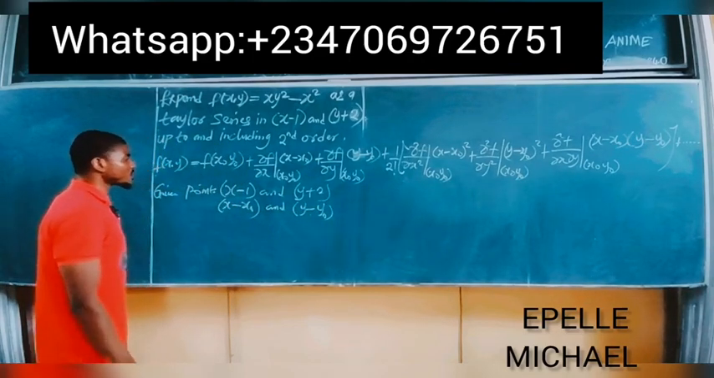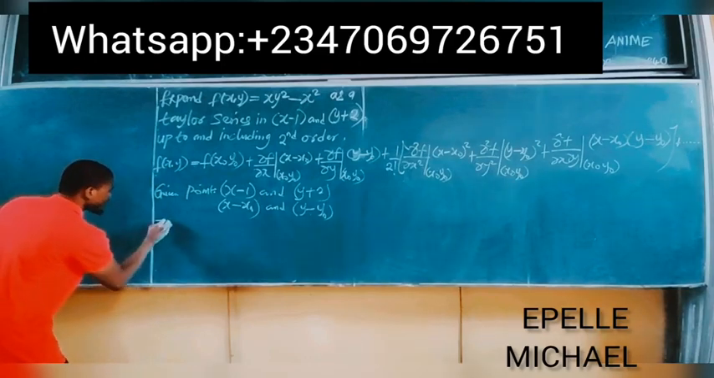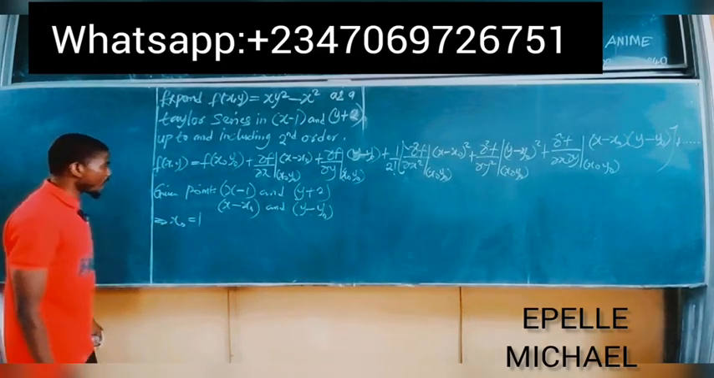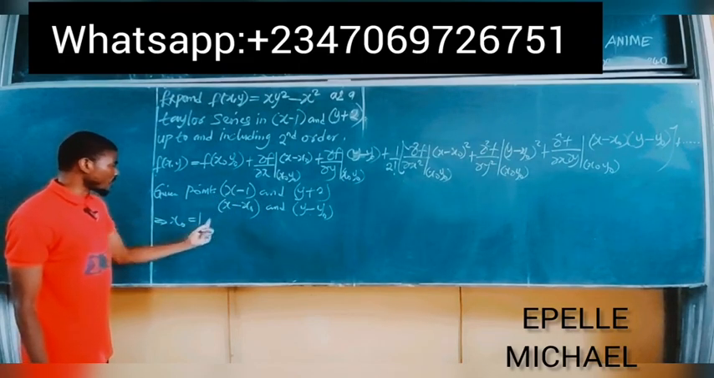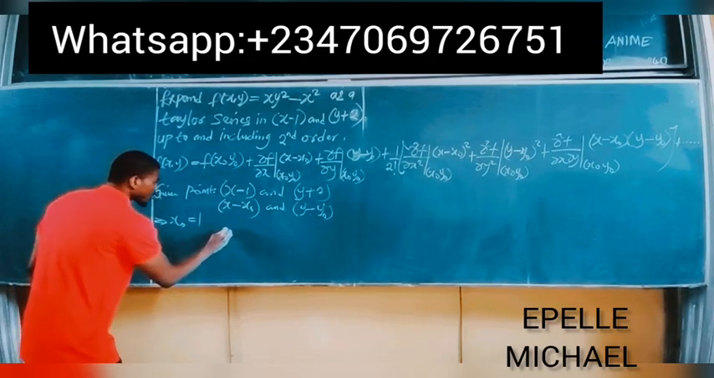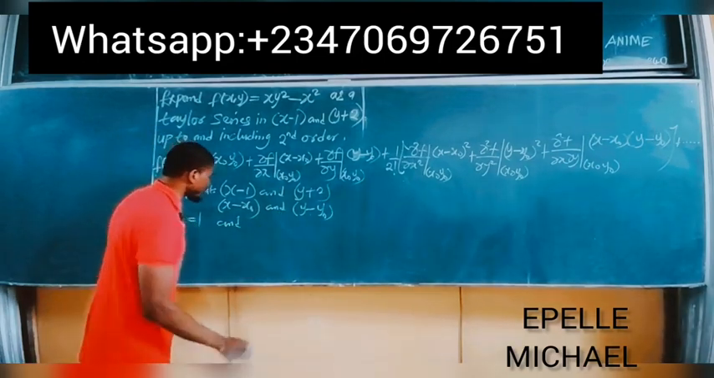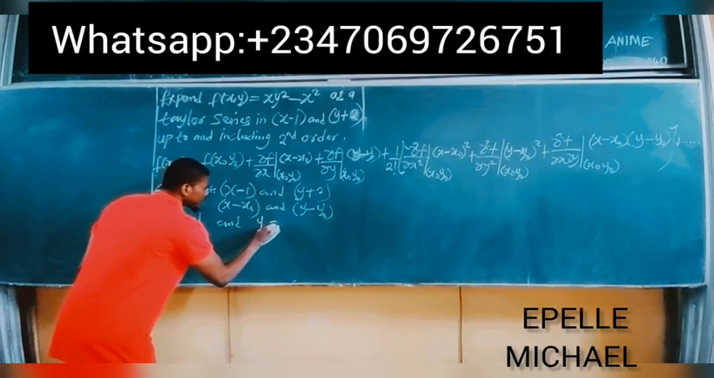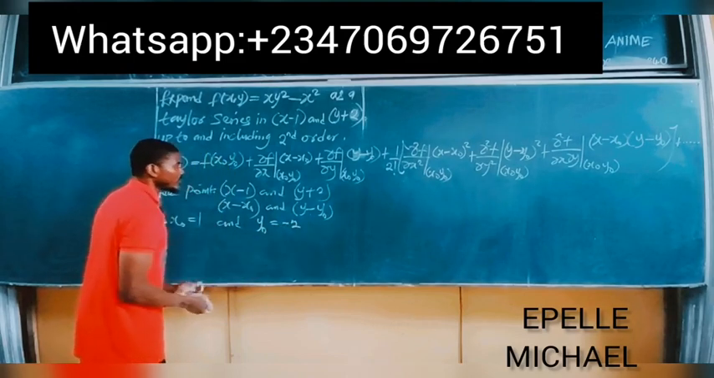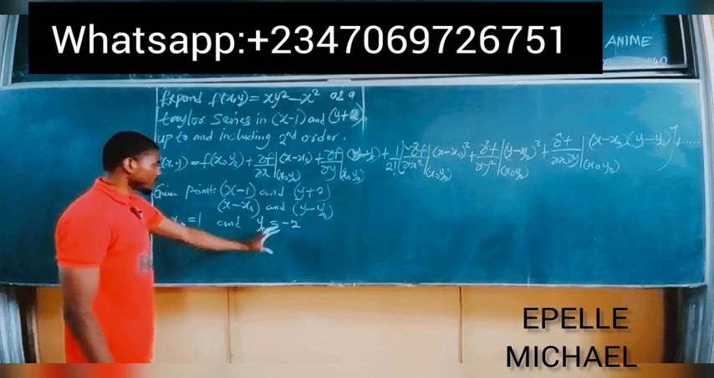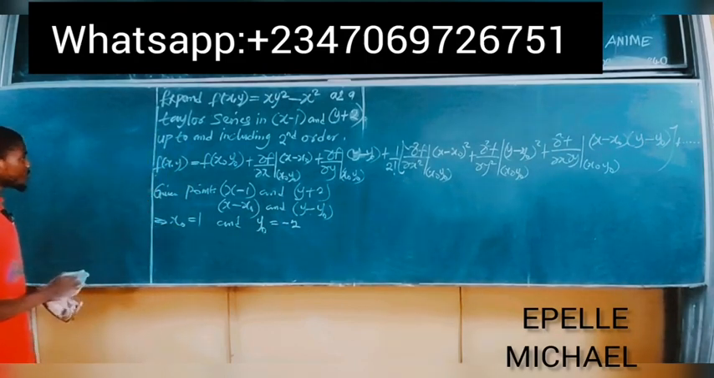So if you compare these two expressions, it actually means that x naught is equal to 1, because this minus and this minus match. And also, if you compare the other side, it also means that y naught itself is actually equal to minus 2, because minus minus will actually give us plus. So y naught is actually minus 2. Okay, so let's start now.